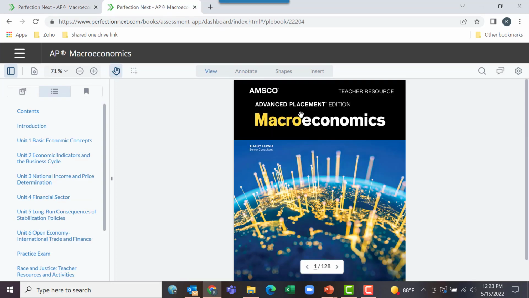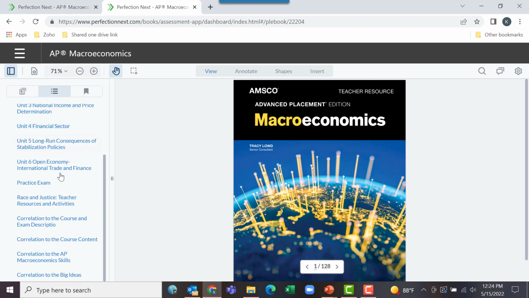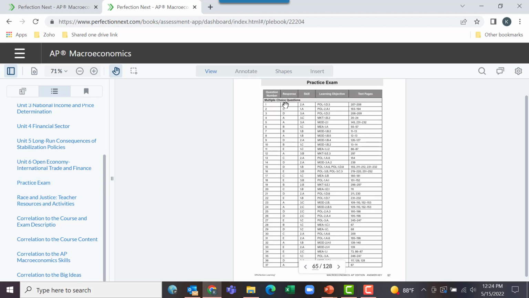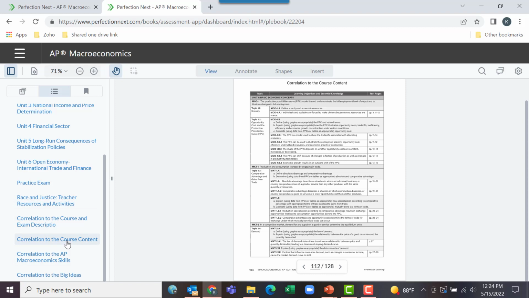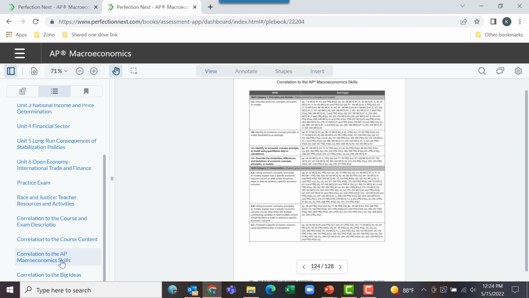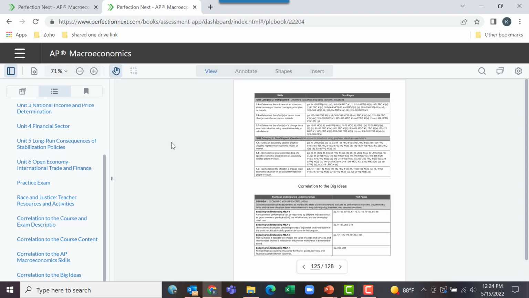Let's look at the teacher book. The teacher resource, as said before, goes hand in hand with your student edition, so you'll use those both at the same time. It'll still have the introduction, all of the units, and the practice exam. In our practice exam and anytime we have an answer key, it's going to tell you the number, the response, the skill, the learning objective, and text pages where you can find that information. Your correlation to the course content is found at the end with those essential knowledge and skills, and a correlation to those big ideas as well.